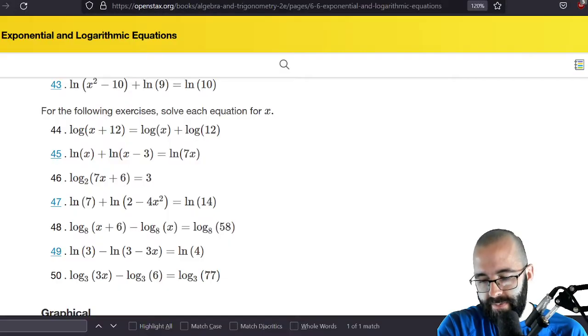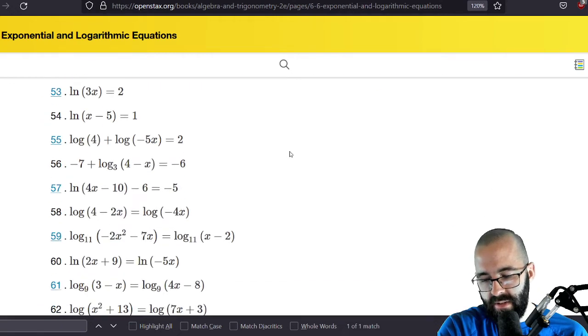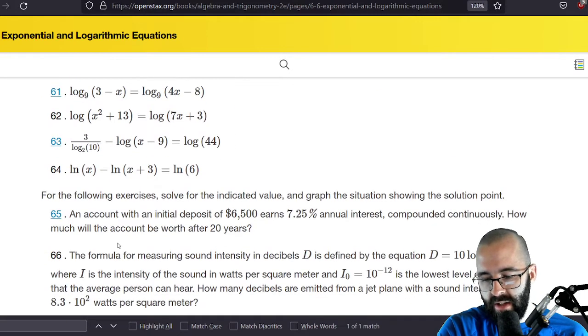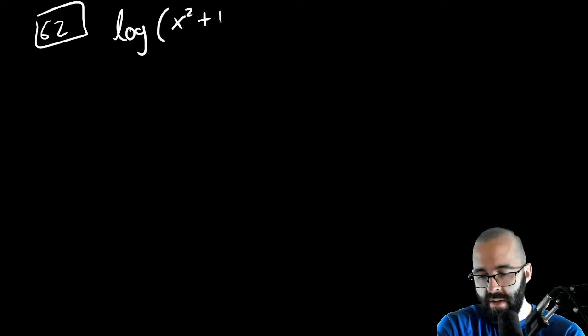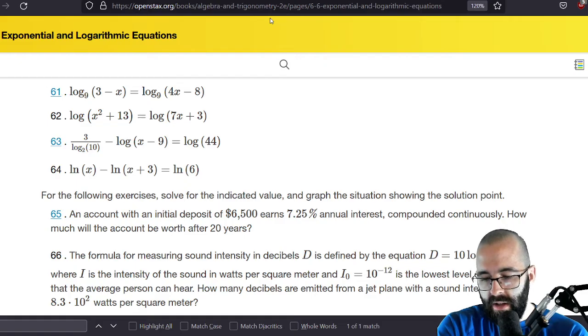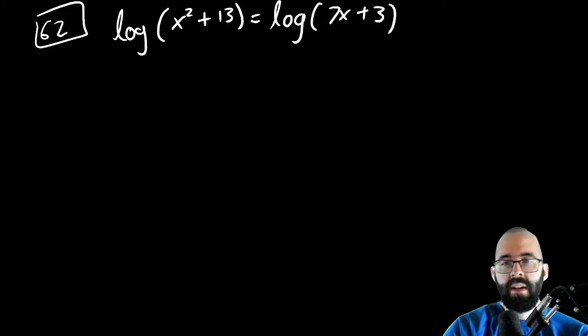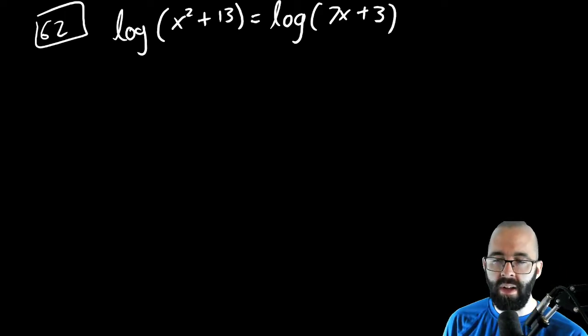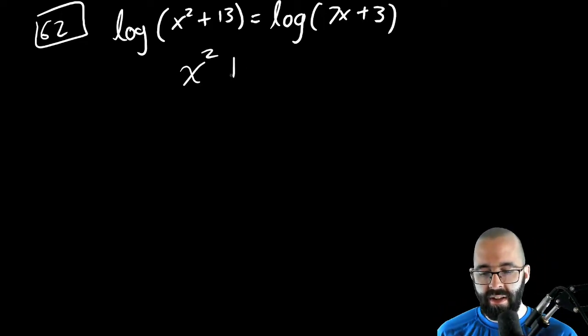What about 62? Solve the equation for x and graph both sides of the equation to verify your answer. Log of x squared plus 13 equals log of 7x plus 3. That's what it said, right? 7x plus 3, yep. So we're already set up for the 1-1 property for logarithms, right? One log with the same base is equal to another log with the same base. So these insides are just equal.